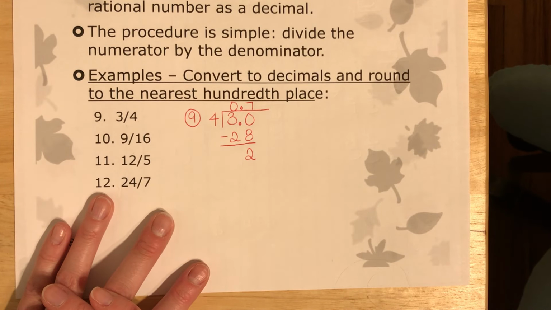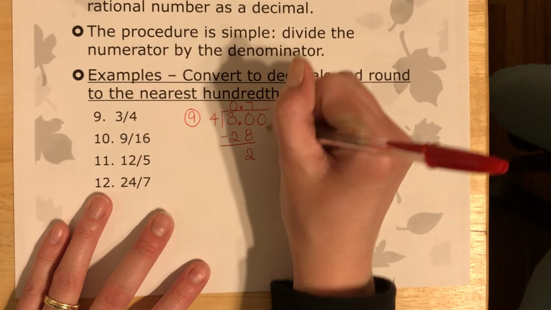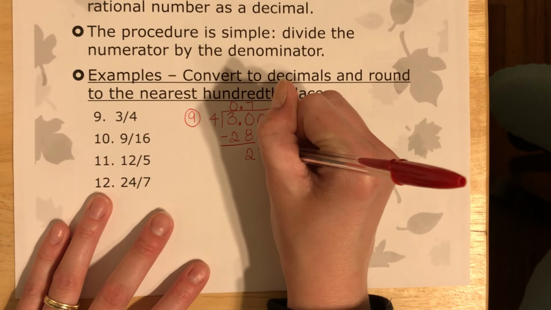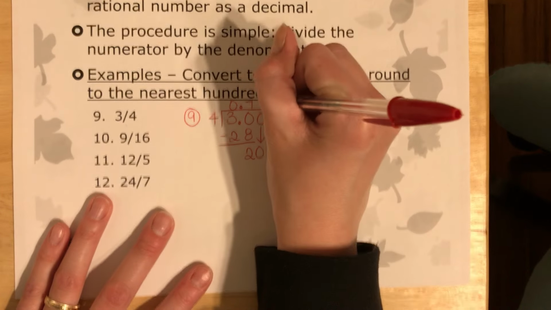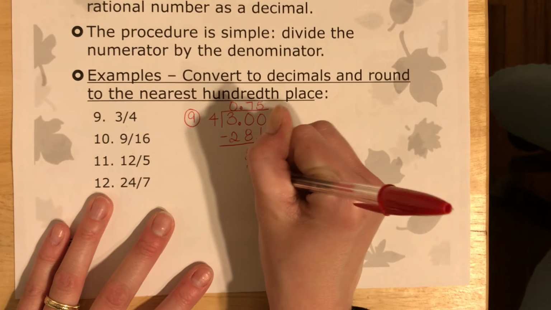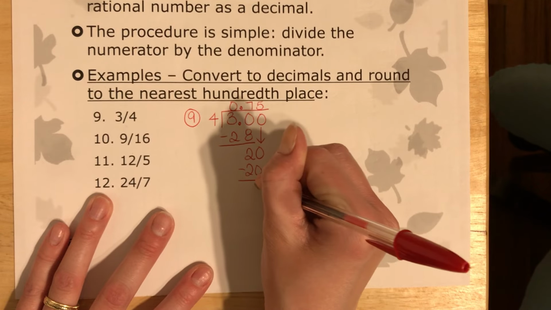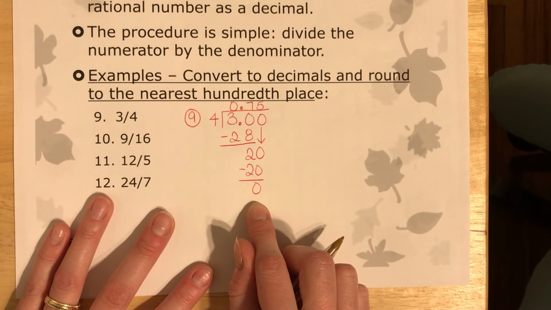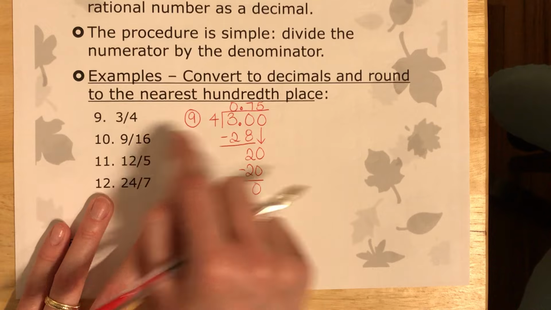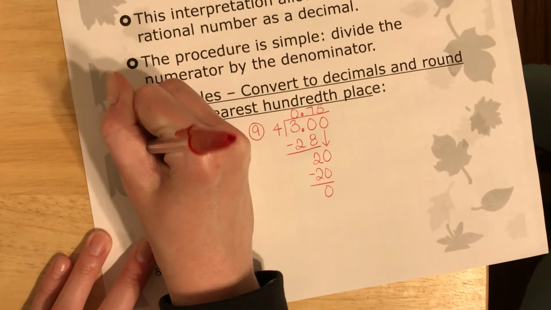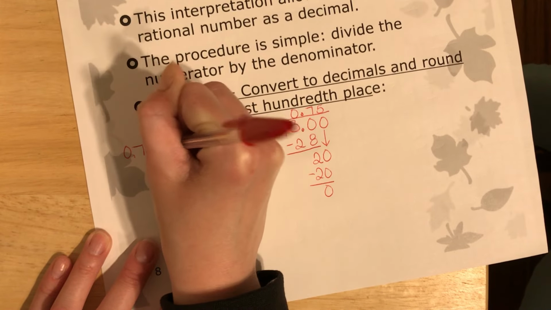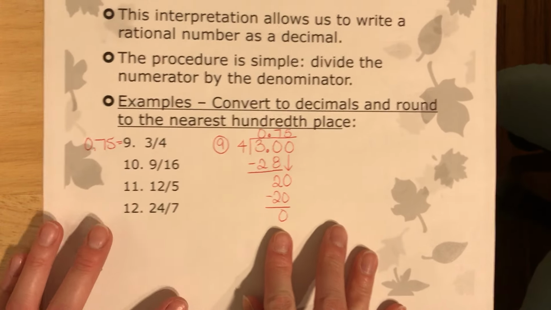That's okay. We want to go to the hundredths place, so let's keep going. You always want to keep going to see whether it terminates or whether it starts to become repeating. That's when you do the rounding. So I add a 0 and drop it down. 4 into 20 goes 5 times because 5 times 4 is 20. I have a remainder of 0, so that means that 3/4 equals 7.5. So I'll write the answer over there on the left.